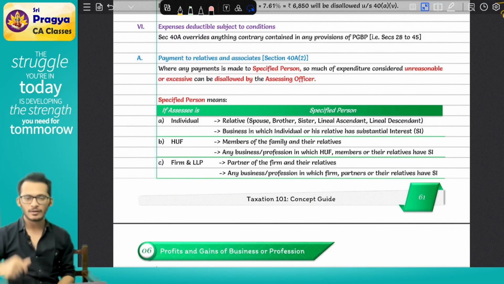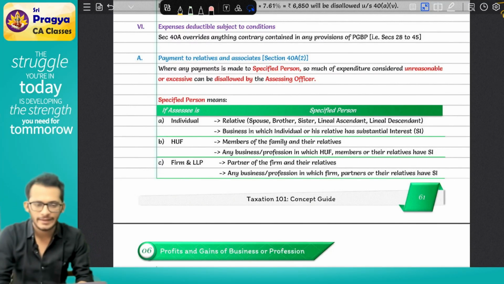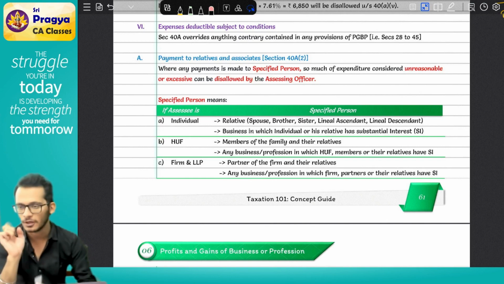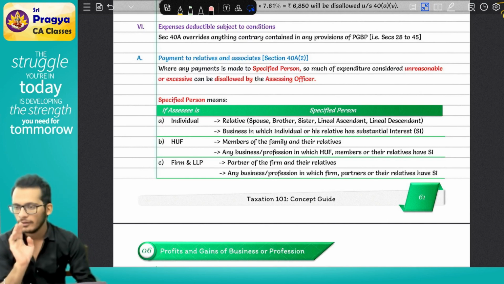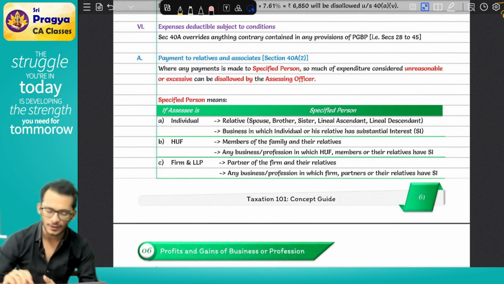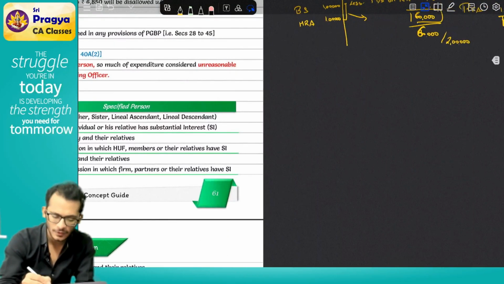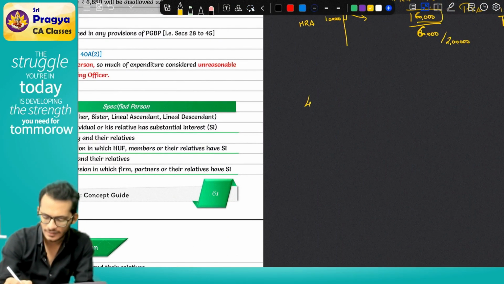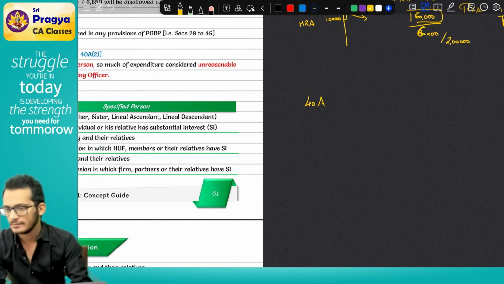Starting today's class, we are going to discuss the next sections. Yesterday we discussed section 40. Today we are going to discuss 40A, capital A, where we are going to discuss some other disallowances.